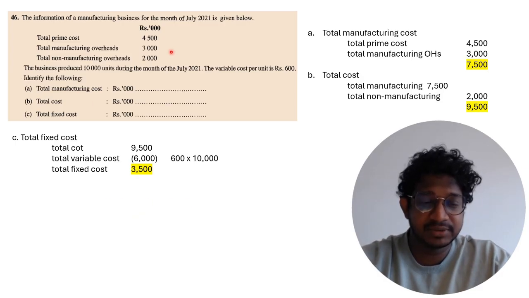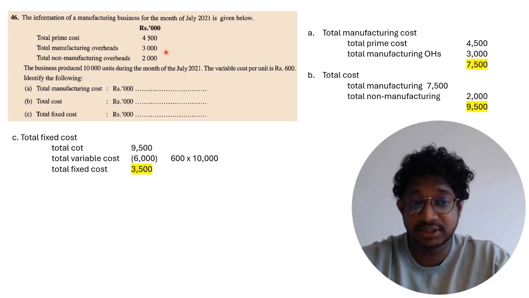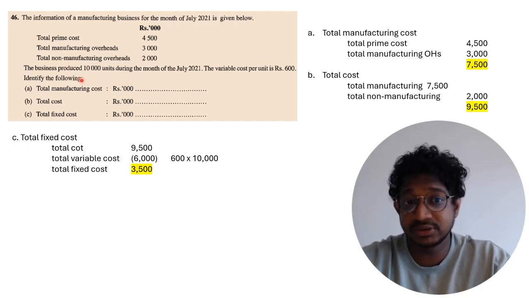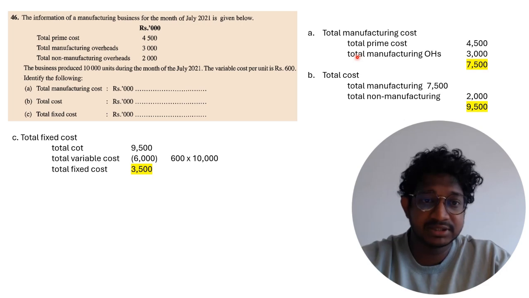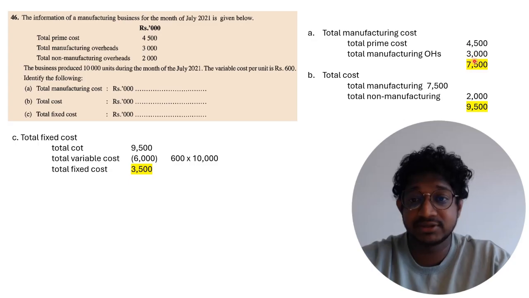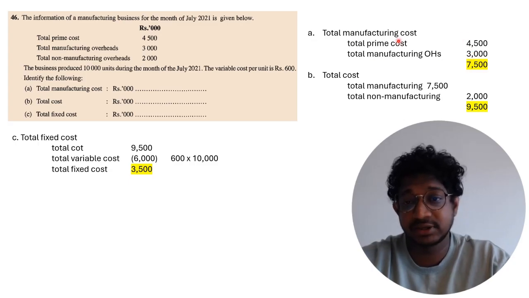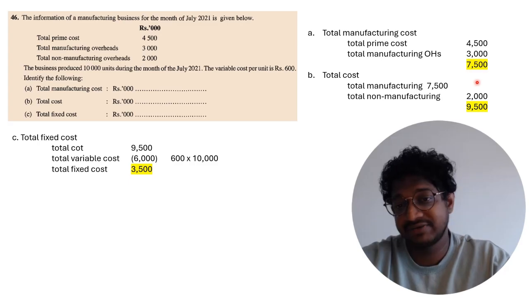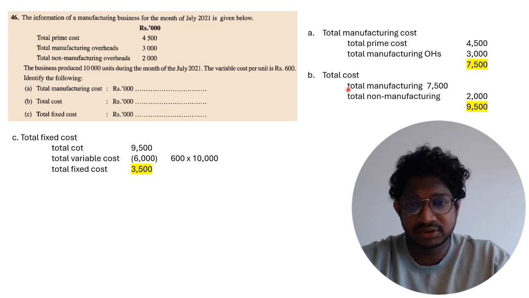46. From this given information, they are asking for the total manufacturing cost, total cost, and total fixed cost. Here the total prime cost, total manufacturing overheads, and total non-manufacturing overheads are given, and they produced 10,000 units, and the variable cost per unit is 600. To find the total manufacturing cost, the total prime cost is given directly as 4,500, and total manufacturing overheads also given directly, 3 million. Adding those two, your total production cost is 7,500. And the total cost is the total manufacturing cost you found, 7,500, plus non-manufacturing overheads of 2 million.